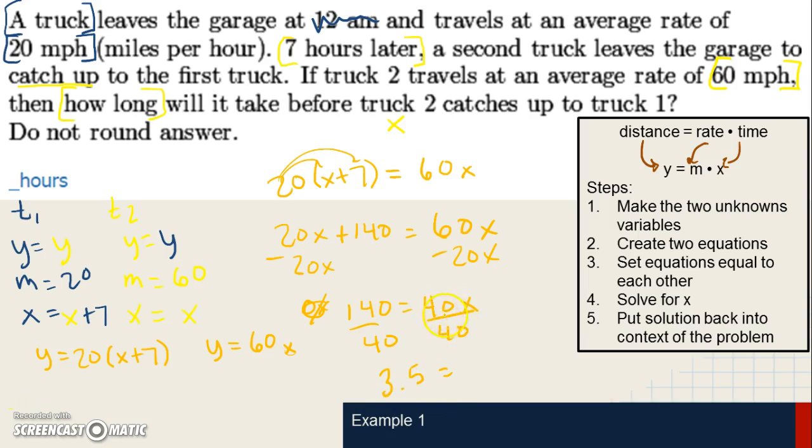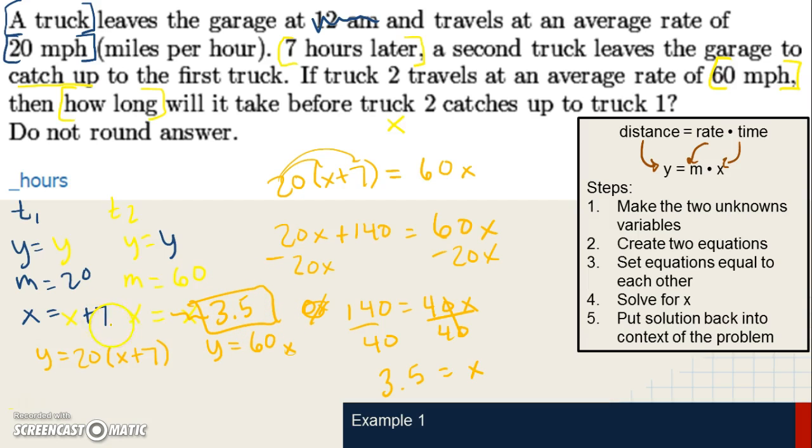equals 40 divided by 40 is 1. 1 times x is just x. So we've solved for x, and the x that we solved for was the time for truck 2. So we've actually found our answer because of the way we set it up. We don't have to do any more work.